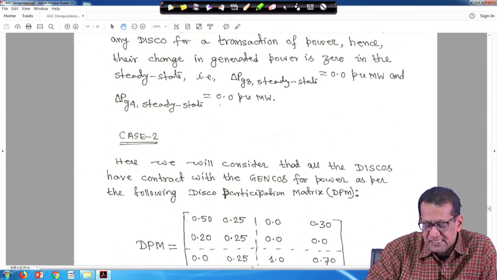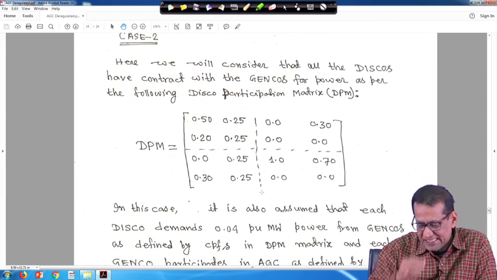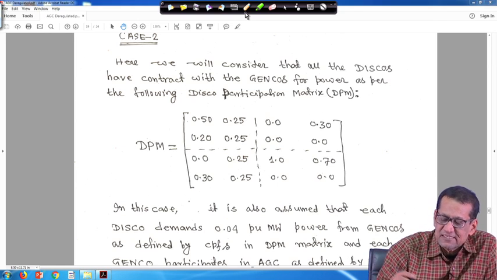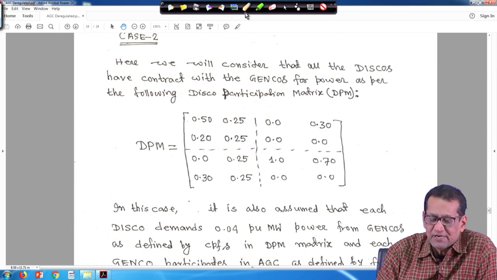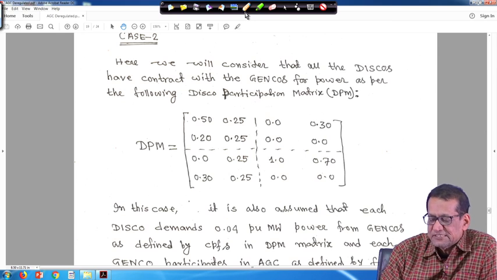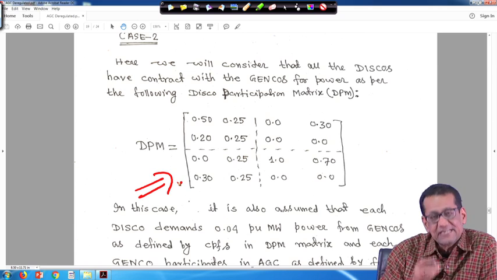Now next is your case 2. In this case, we have considered another case, where all the DISCOs have contact with the GENCOs for power as per the following DISCO participation matrix. This DISCO participation matrix, DPM, we have considered, right.